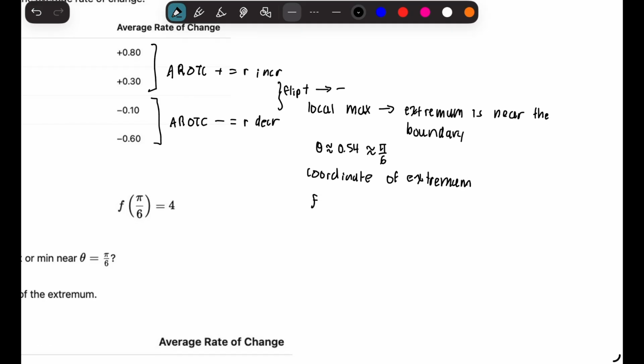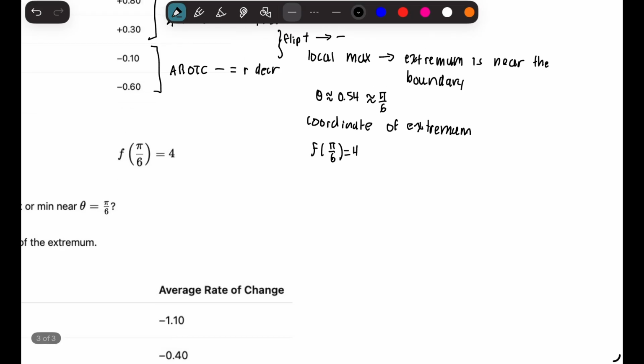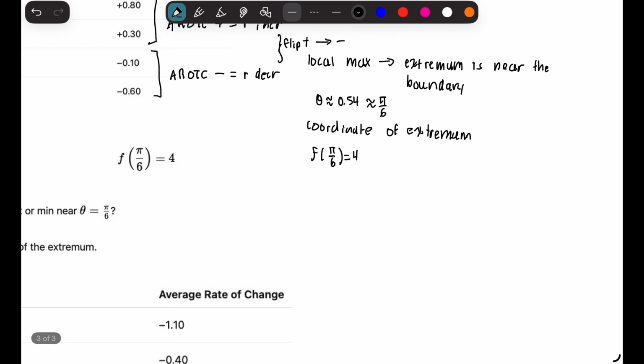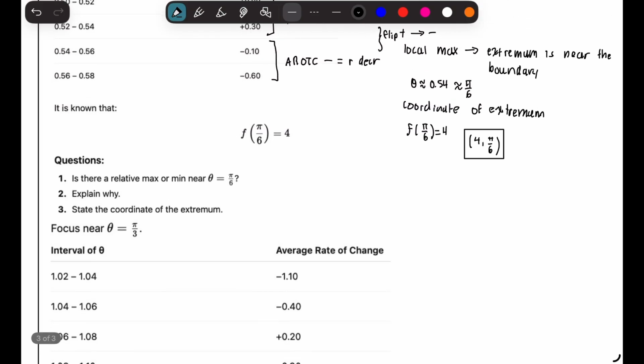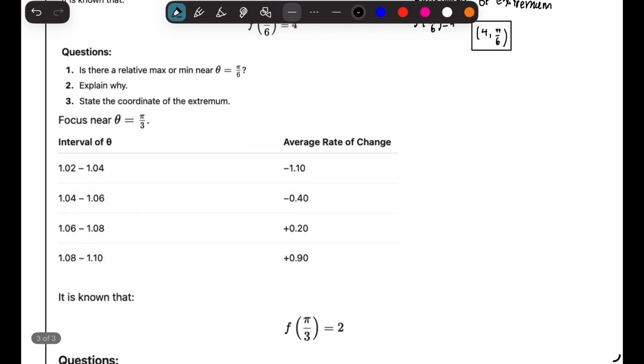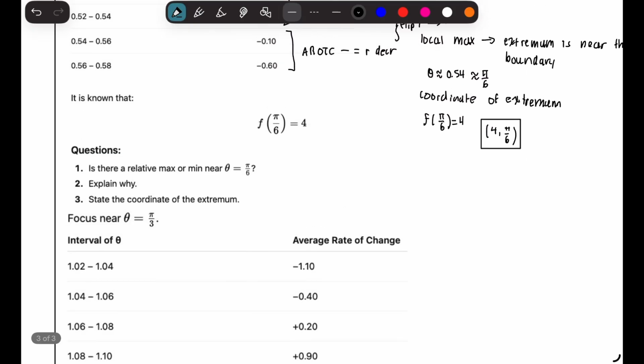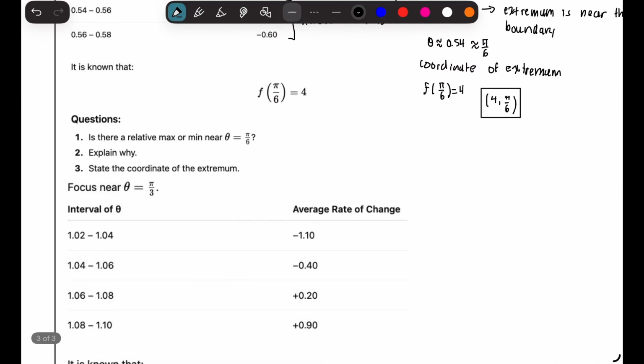we know that f of pi over 6 is equal to 4. So the coordinate using the known angle and value, we can write 4, pi over 6 for this first question. So this was a local max.